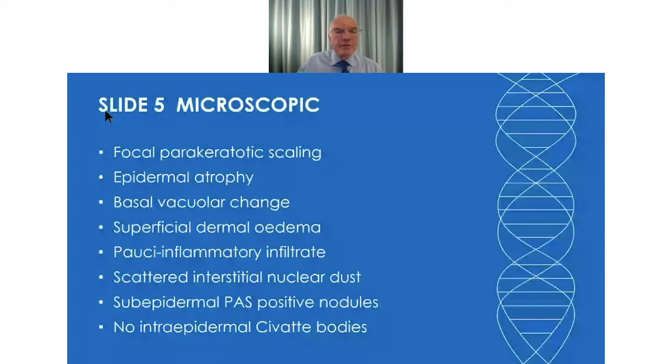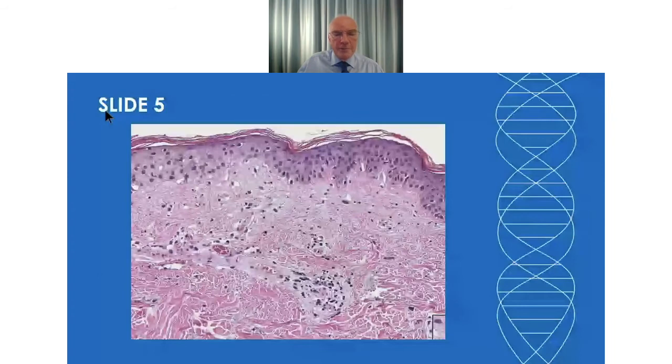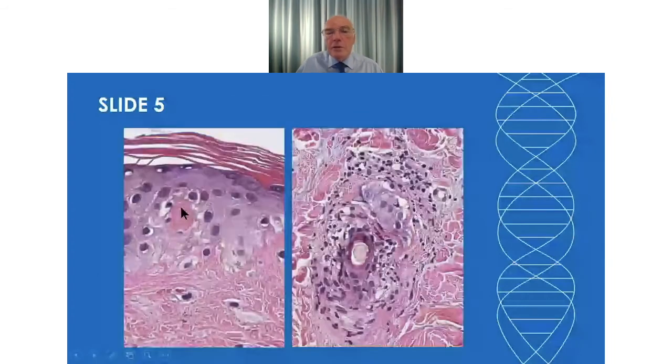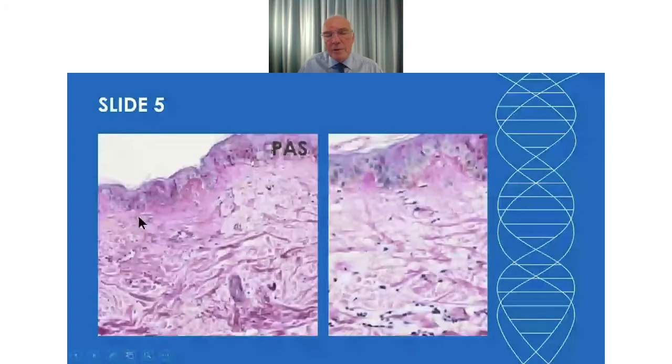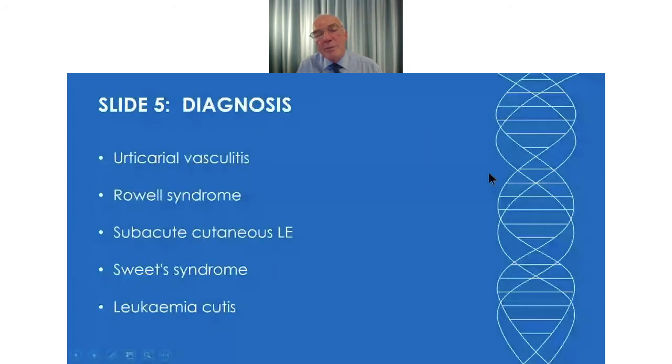Scaling, atrophy, basal vacuolation change, superficial edema, paucicellular inflammatory cell infiltrate, nuclear dust, and I've also got in places here, for example, you can see there's a kind of eosinophilic, almost like a globule there, as well as this infiltrate around a hair follicle. And we did a PAS, and this time sort of emphasized some of those globules, and also there's a rather diffuse increased PAS positivity in the basement membrane zone.